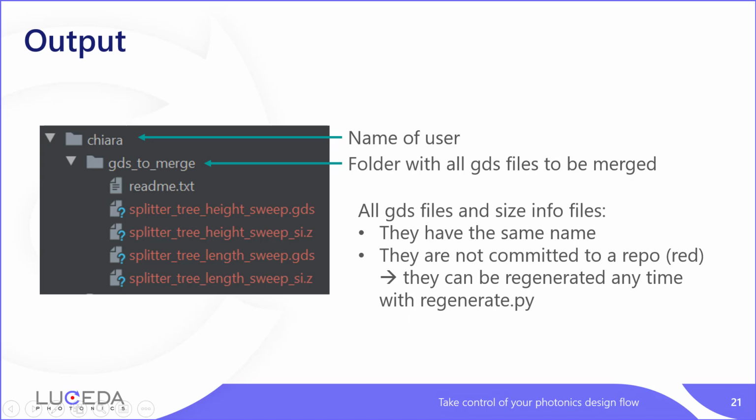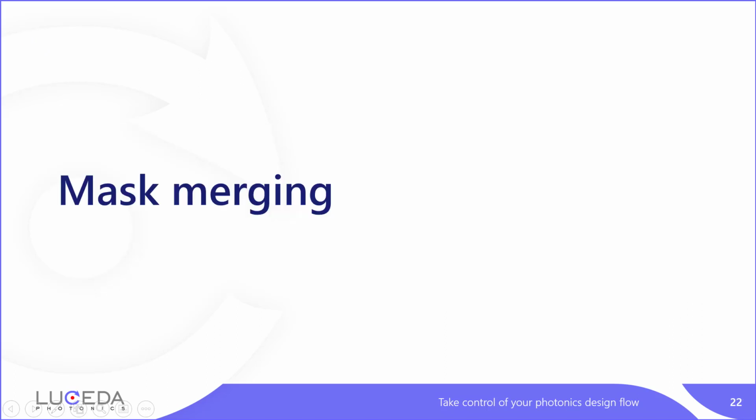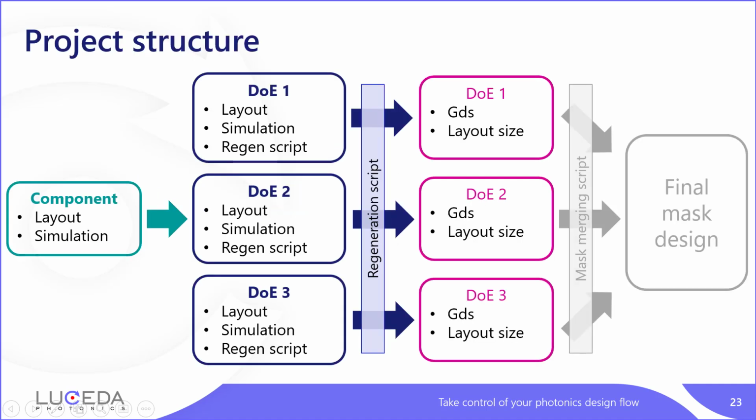So after you run this regenerate script, the output will be placed into the GDS to merge folder, where you see the GDS files and the text files. This is all organized under the folder which is named after the user Kiara and under this GDS to merge folder. And finally, after all the DOE GDS files and layout size information files are generated, the last step is to merge all of them onto a single mask layout.